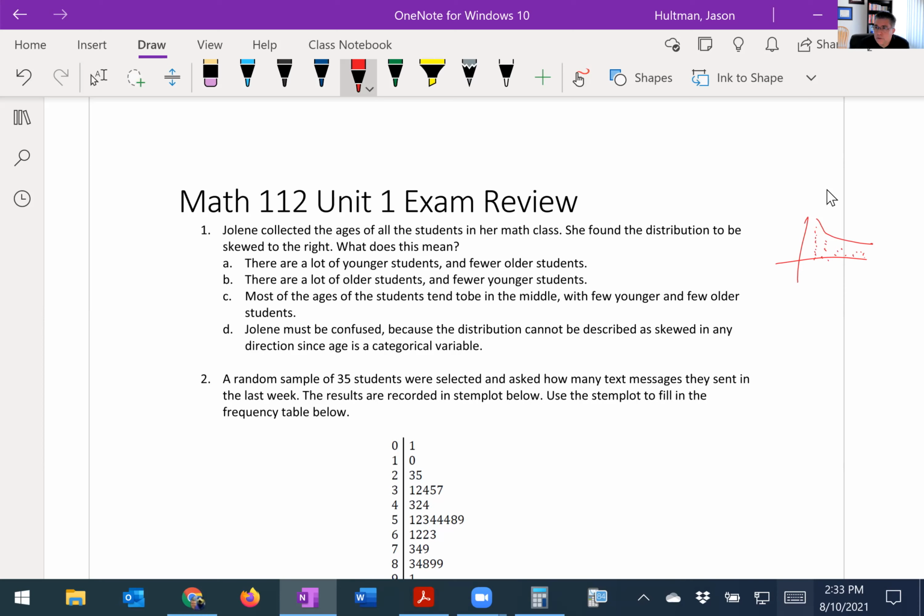So what this means is that we're going to assume that the ages run chronologically. And so maybe we have like 20, 21, and then not so much out at 30 or past 30. And if this is right tailed, it means that there's younger students more so than older students. So answer A is the correct answer here. There are a lot of younger students and fewer older students.